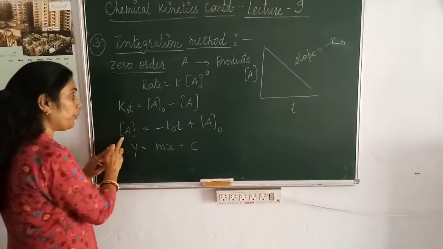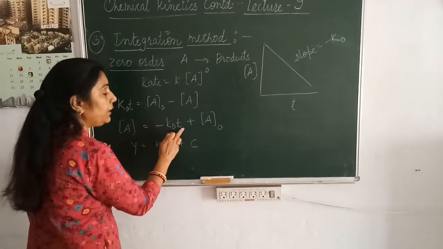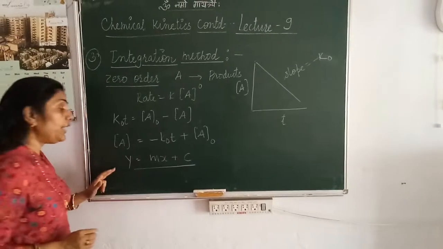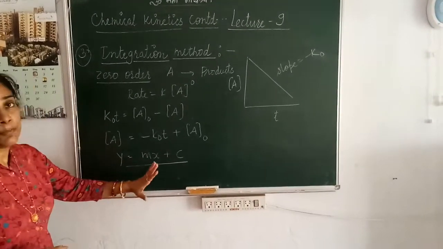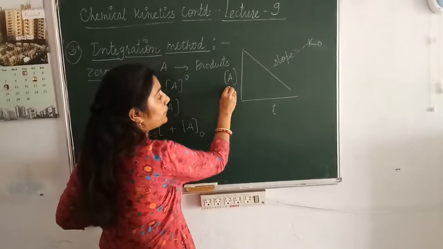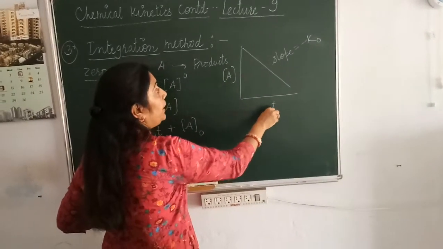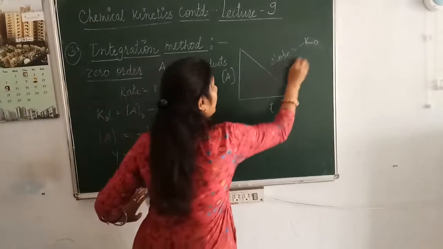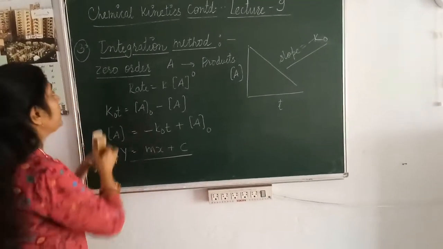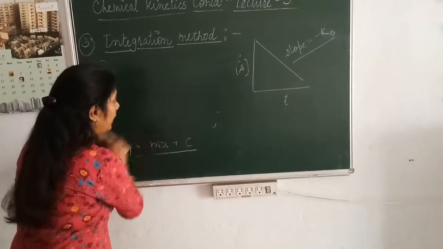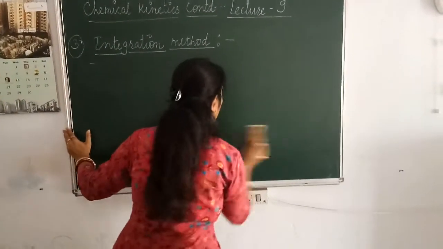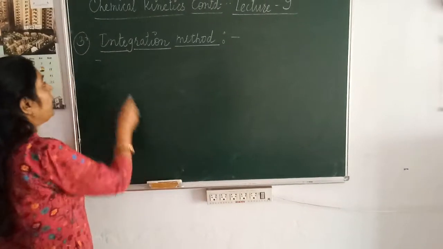So A is equal to minus K naught T plus A naught, and you can see the equation is in straight line form, y is equal to mx plus c. So when you plot a graph between the concentration of A and time period T, you get a straight line where the slope is minus K naught. This is the expression for zero order reaction, and likewise we can derive it for first order reaction as well.